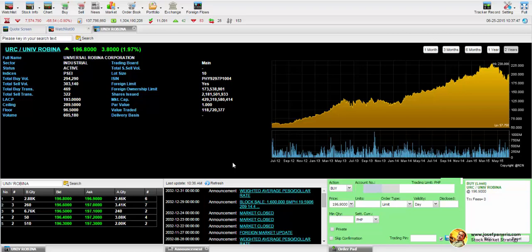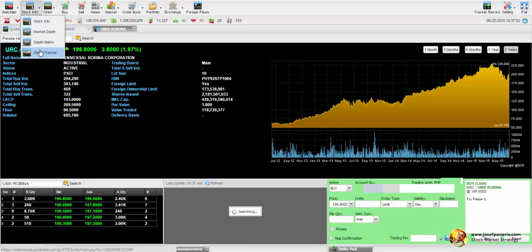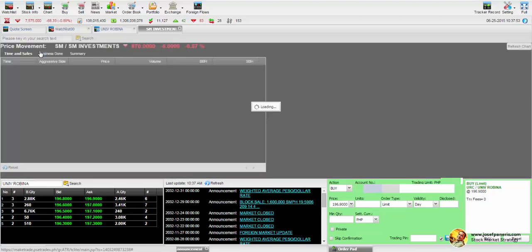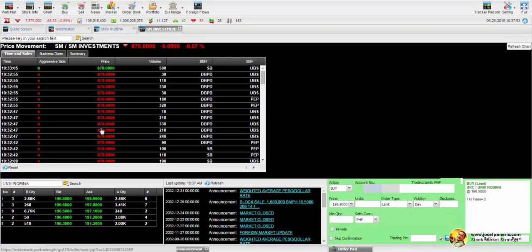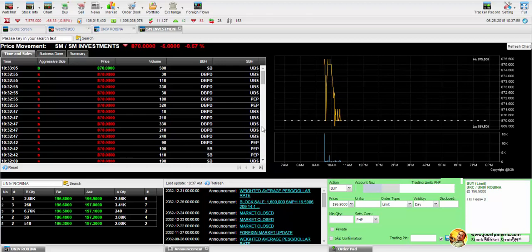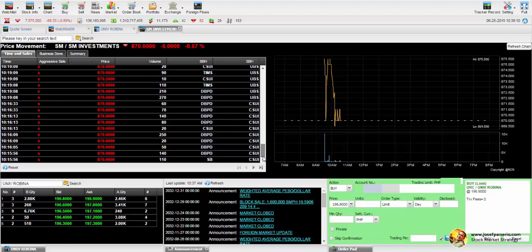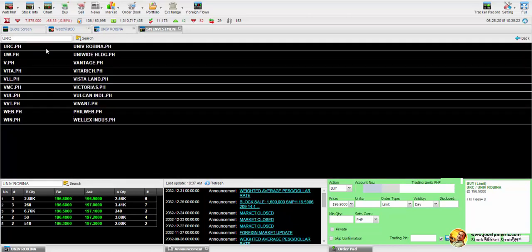Just click on the stock info and select stock tracker. So stock info, then let's go for stock tracker. So pretty much all of the information that we need is here, the detailed information on the buyers and sellers. So on this side is the time and sales, the number of sales during the day when the market opens. So 10:15, wait, we are at SM. Let's go for URC. So there you go.